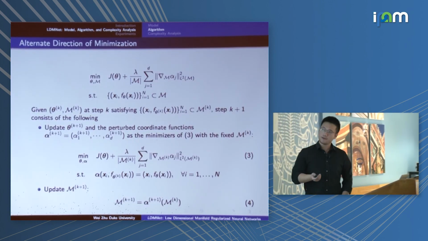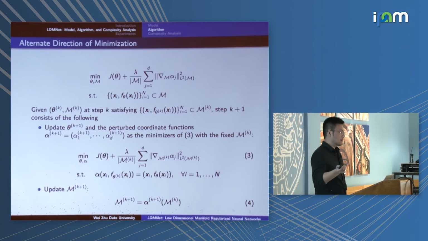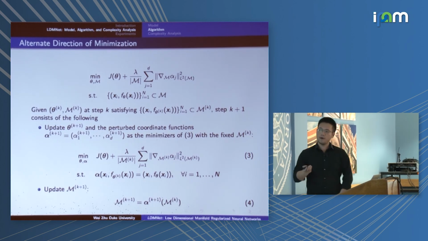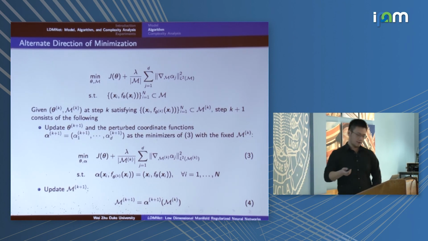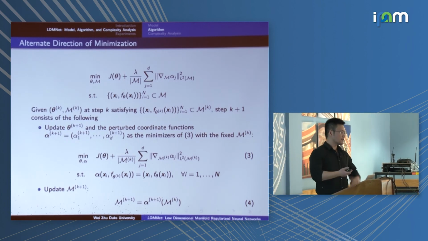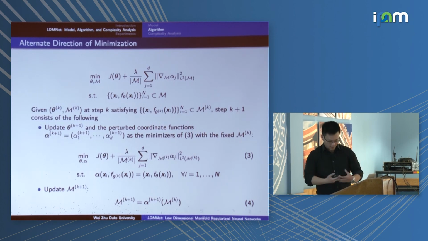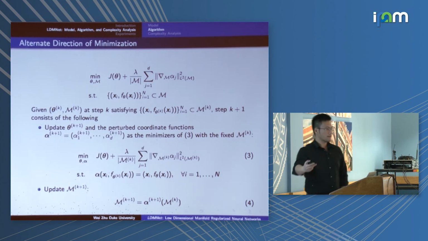Assume at step k you have some estimate for the network parameter theta and underlying manifold Mk. At step k+1, you first fix the manifold Mk and solve for theta k, and at the same time you perturb the coordinate function. This time we're assuming alpha is not a given function, but some function you want to perturb the point cloud and the manifold. After solving this, you update the manifold by mapping the previous manifold into the new manifold.